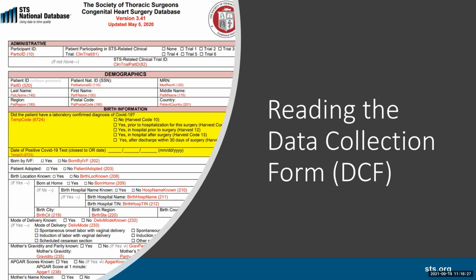Next slide. Thank you. Okay, so we're going to review the data collection form. This can be found on the STS website. So starting at the very top, you'll see the version number. This one's version 3.41. These update on average every 3 years. And then directly under that, you'll see the updated date. So sometimes there are revisions within the data collection form after it's published, and so you'll see that date there at the top.